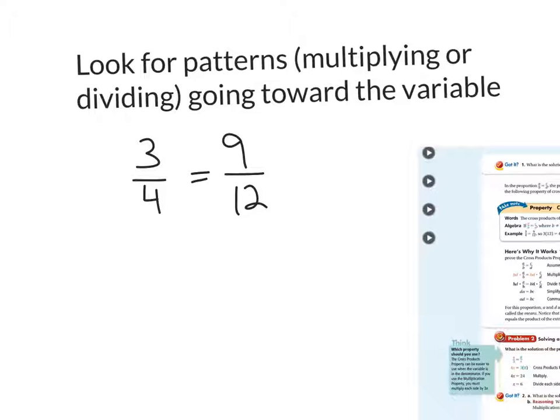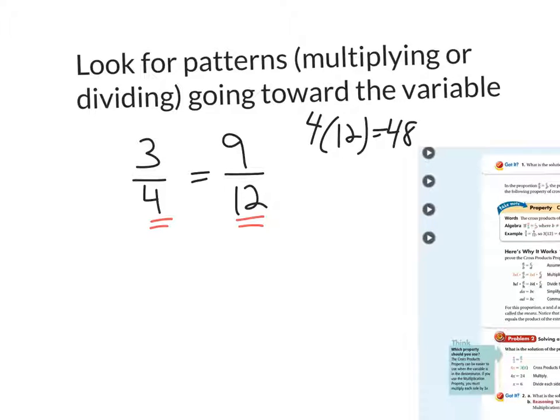Basically, the way cross products work is it just happens to work, kind of. But I don't want you to think it's some magic trick that we're doing here. Cross products, it's not going to look like this at all, but basically, let's take the two denominators and multiply them together. So 4 times 12 is 48.